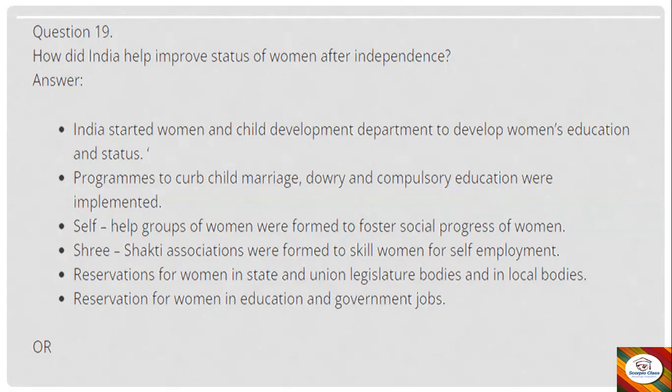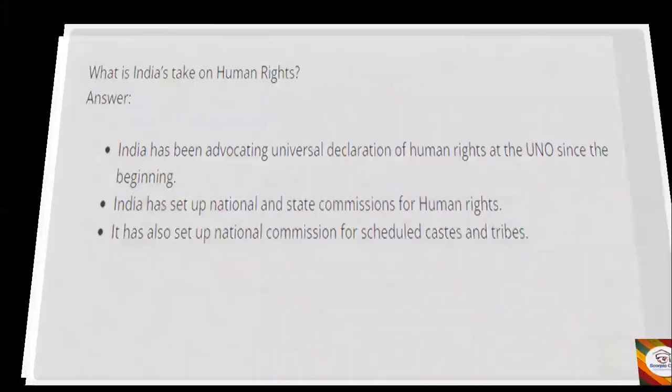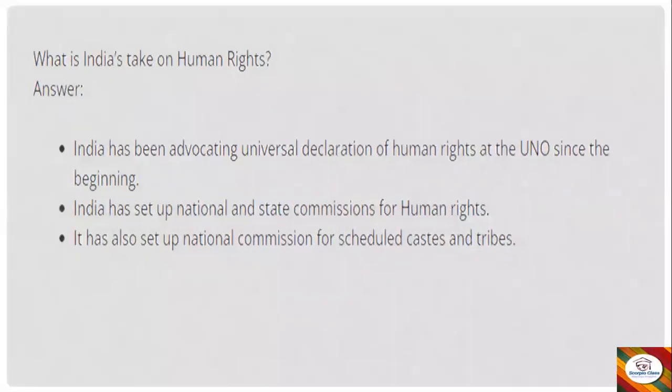Self-help groups of women were formed to foster social progress of women. Sri Shakti associations were formed to skill women for self-employment. Reservations for women in state and union legislature bodies and in local bodies. Reservation for women in education and government jobs. Okay. Now, next optional question here is, what is India's take on human rights?